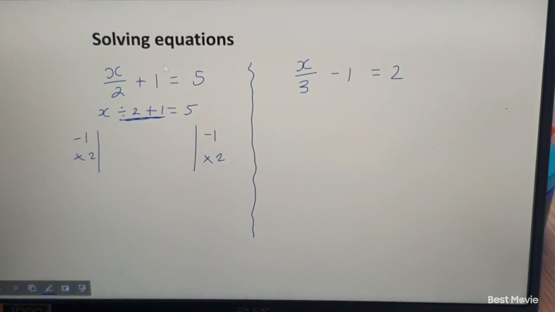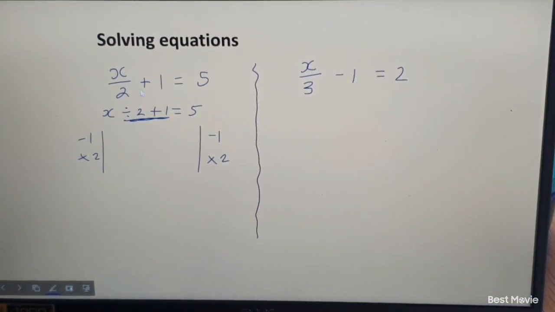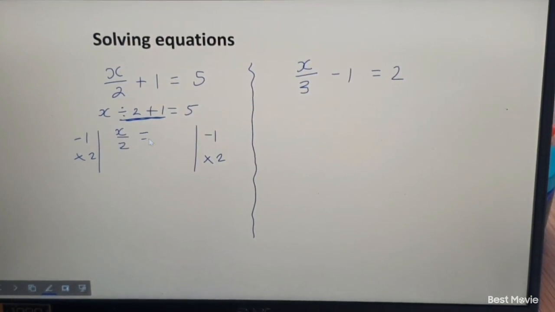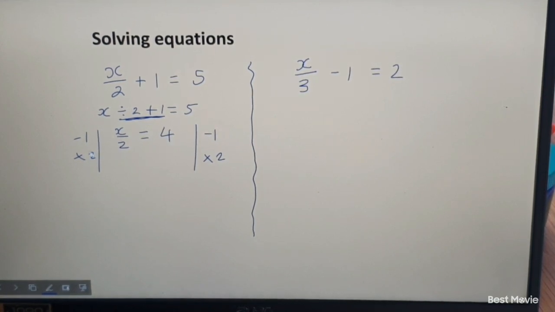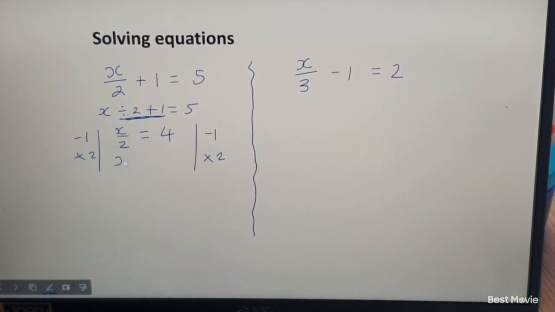So looking at the original question, x divided by 2 add 1. If I take away 1, that will get rid of the plus 1. So I'm left with x divided by 2. 5 take away 1 is 4. And then this multiplying by 2 gets rid of this dividing by 2. x divided by 2 times 2 is just x. And then 4 times 2 is 8.